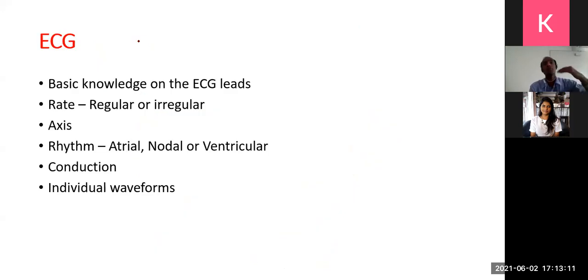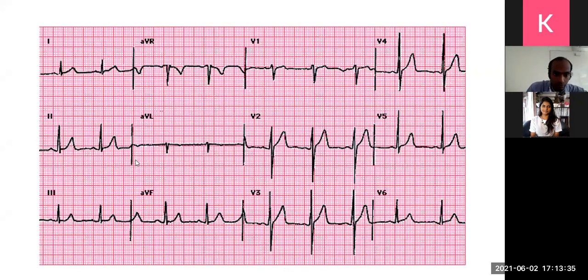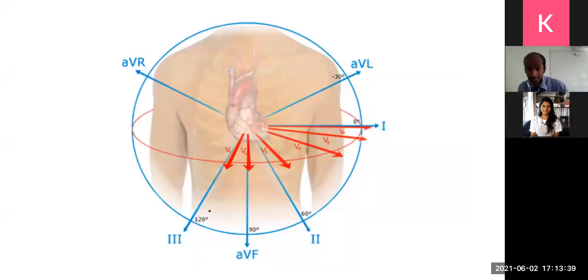So we have gone through the first thing that I wanted to teach you. What are the leads? A lead is a window that looks at the heart from a particular point or direction, right? And I have shown you what these places are: anterior, inferior, left and right, okay? Right. Now going to axis.